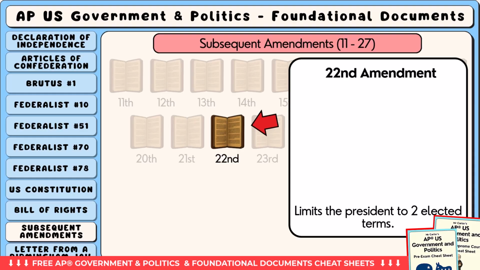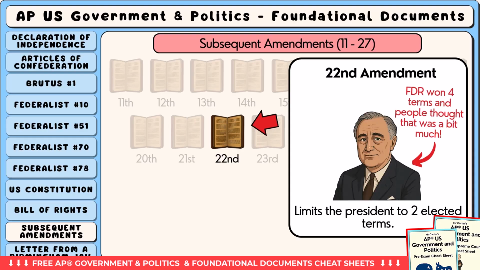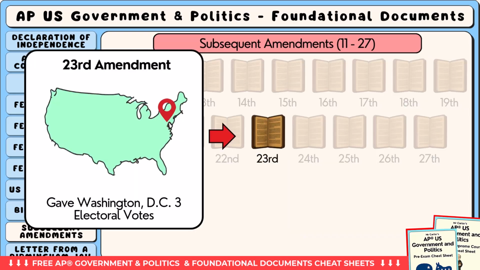The 22nd Amendment limits the president to 2 elected terms. This amendment was created after Franklin D. Roosevelt won 4 terms, leading to concerns that one president can become too powerful if they are in office for too long. The 23rd Amendment gave Washington, D.C. 3 electoral votes in the Electoral College for presidential elections. Washington, D.C. is not technically a state, so people living in the capital originally could not vote for president.